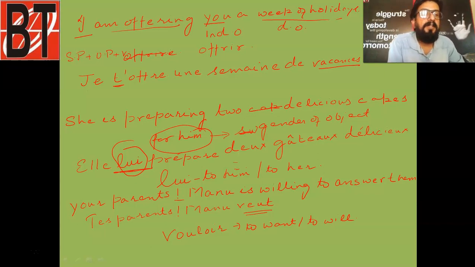So let us complete this sentence. Manu veut bien to answer them. Now Manu is willing to answer them. So Manu is willing for what? To answer. And to whom? To them. So this "them" is the indirect object pronoun.